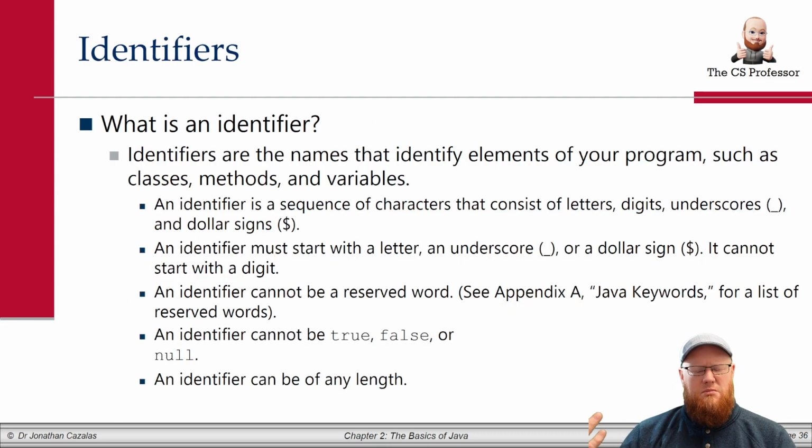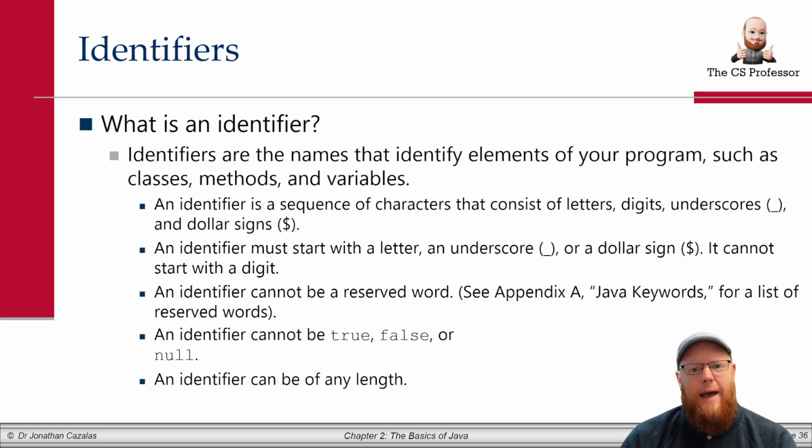So some small details of the language. What's an identifier? What's a literal? We'll talk about these things. Identifiers are names that identify elements of your program. We're talking about classes, variables, the names of methods. So a variable is an identifier. The name of your class is an identifier. The name of your method is an identifier.